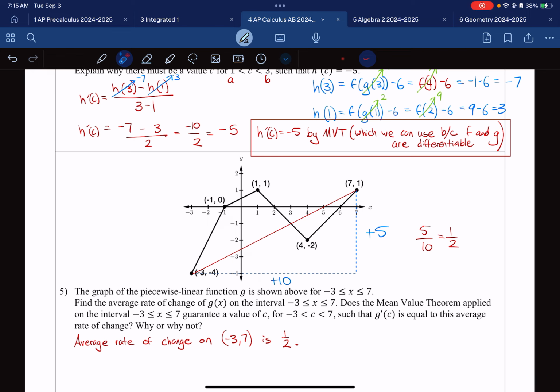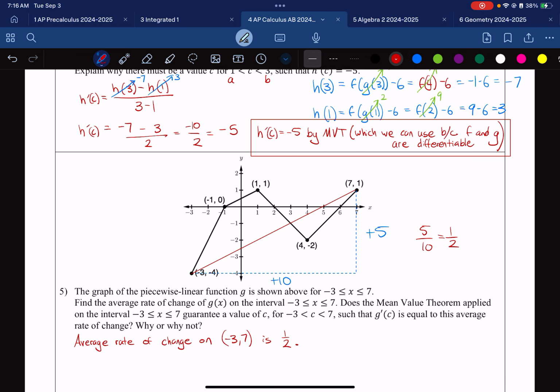Let's continue reading. Does the mean value theorem applied on the interval from -3 to 7 guarantee that we will get an instantaneous rate of change, a 1-point slope equal to this average rate of change, the 2-point slope? That's what mean value theorem usually does say. Well, that's the equivalent of saying, if I take this line and I move it somewhere, will I eventually get that same slope? In this case, you actually happen to get it. It matches at an infinite number of points on that interval. Mean value theorem states that it should hit at least once. In this case, we have an infinite number of times where it hits, so it's definitely true then, right?